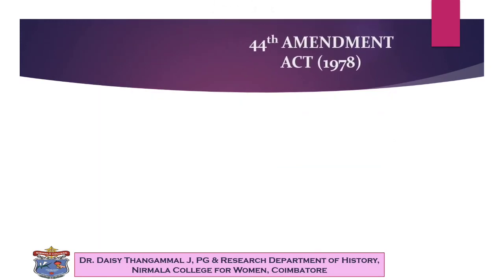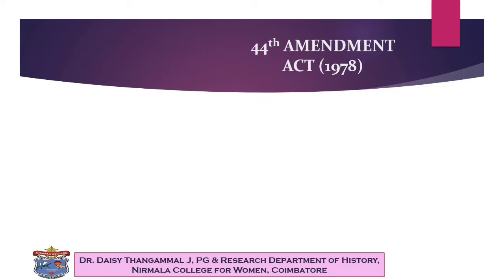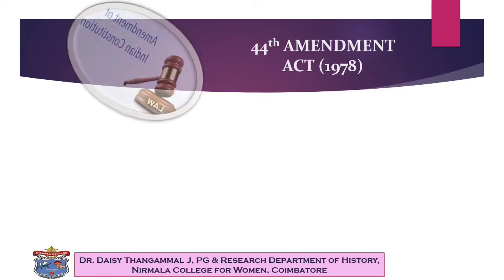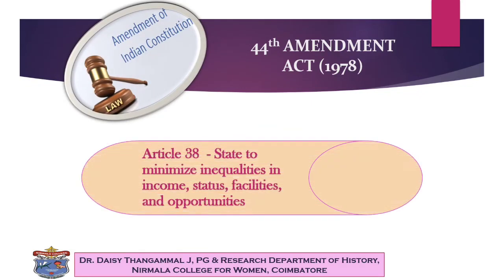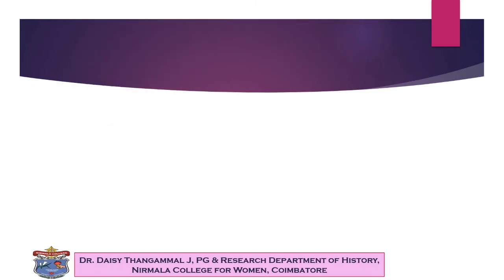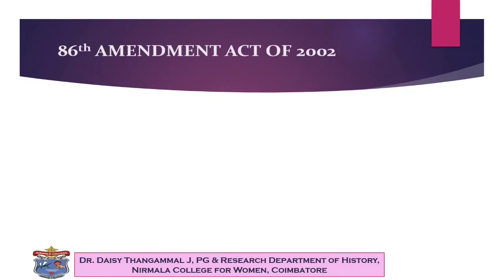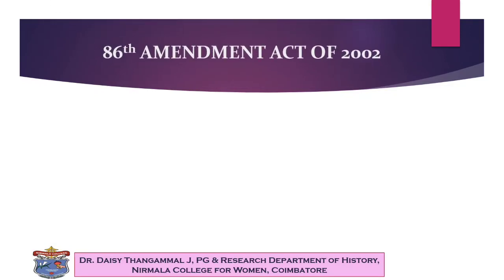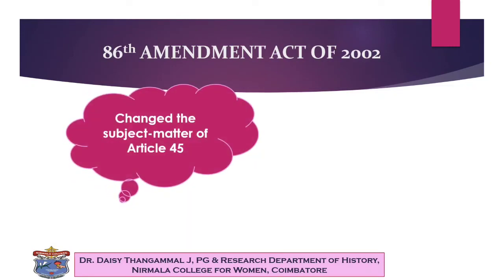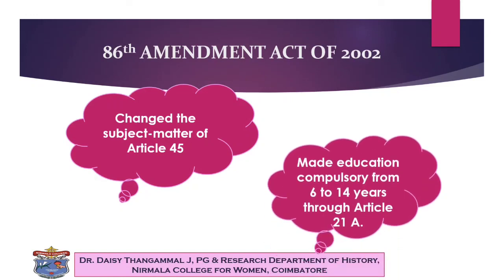According to the 44th Amendment of the 1978 Act, one more directive principle was added, which requires the state to minimize inequalities in income, status, facilities and opportunities. According to the 86th Amendment Act of 2002, it changed the subject matter of Article 45 and made education compulsory from the age of 6 to 14 years through Article 21A.